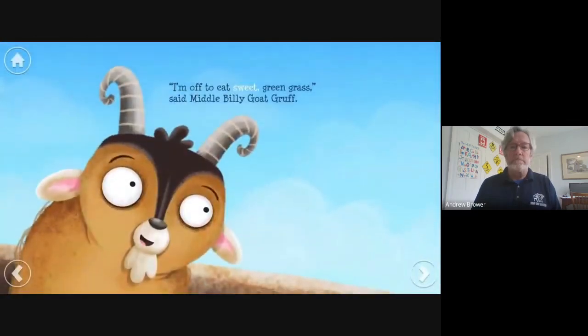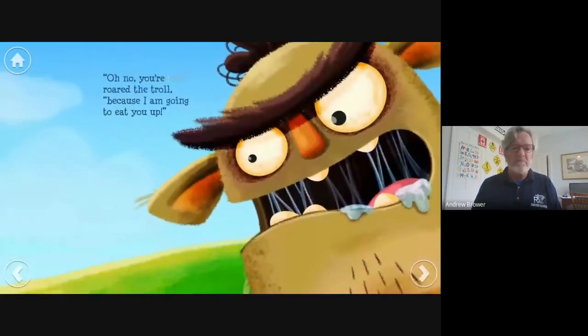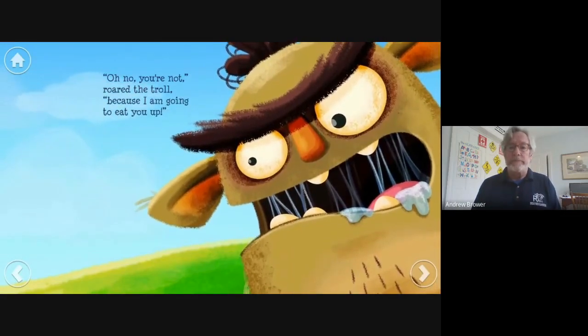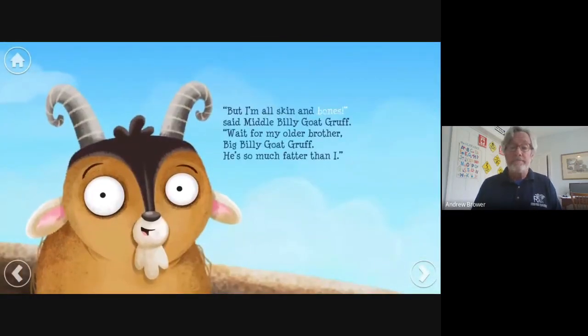I'm off to eat sweet green grass, said Middle Billy Goat Gruff. Oh, no, you're not, roared the troll, because I am going to eat you up. But I'm all skin and bones, said Middle Billy Goat Gruff. Wait for my older brother, Big Billy Goat Gruff. He's so much fatter than I.